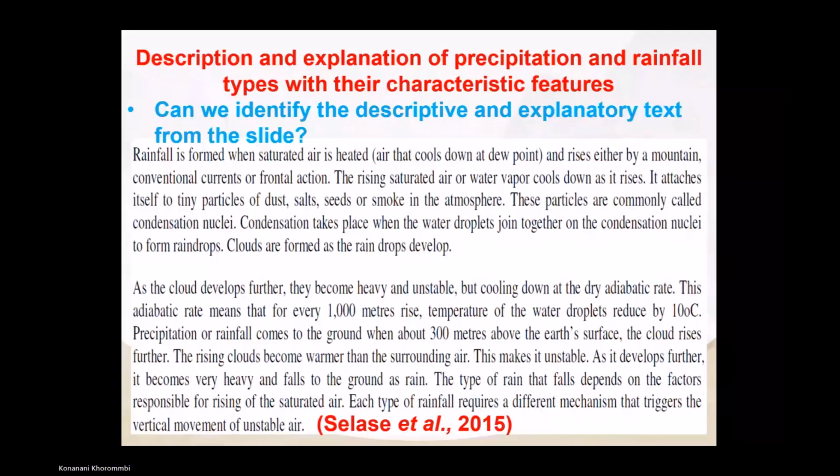I would like to guess. I think both paragraphs are descriptions and explanation of the concept of precipitation and rainfall. Yeah, I was saying that both paragraphs are description and explanation: one is describing and explaining rainfall, the other one is describing and explaining precipitation. Yes. Thank you.